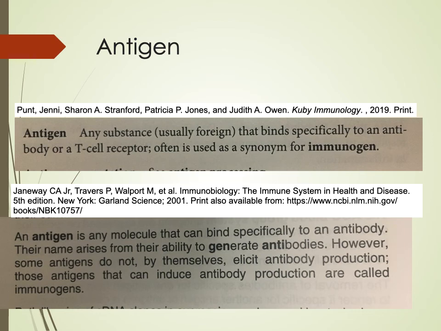And so if we look at the Janeway definition from 2001, we can see that an antigen is any molecule that binds specifically to an antibody, right? And so the term antigen comes from antibody generate. And so the idea here is that for a molecule to be an antigen, we have to be able to develop antibodies. And you'll learn in this course, or maybe you already know, antibodies are generated by B cells. So it's a B cell response.